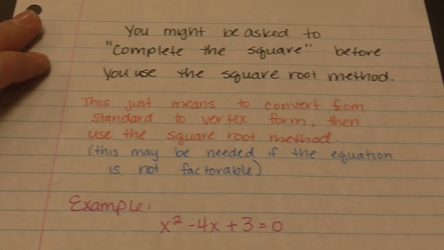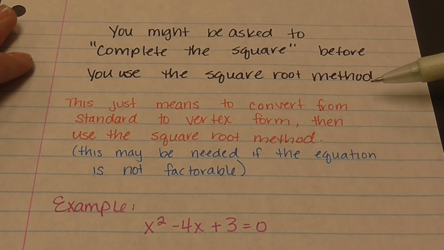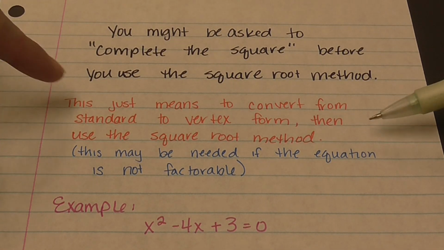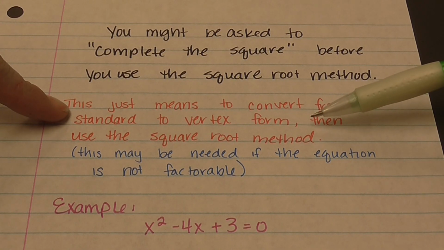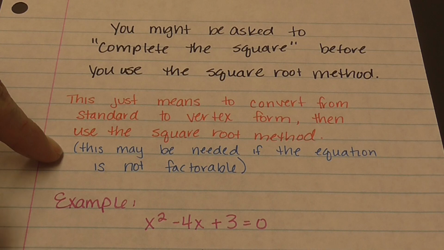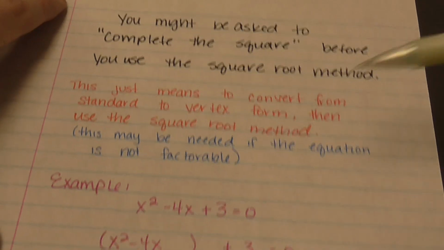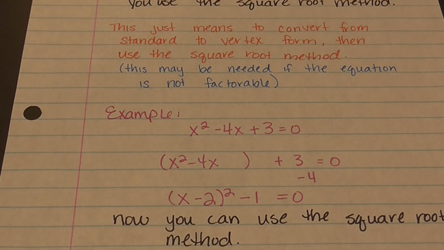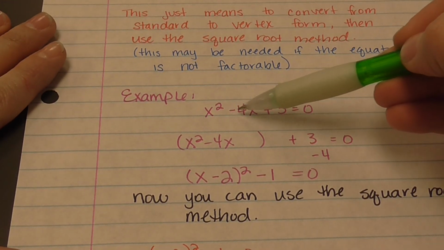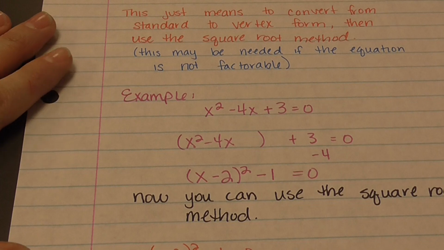All right. So you might be asked to complete the square before you use the square root method. Don't let this freak you out. You've done it. It's just a fancy way to say take it from standard form to vertex form, then use the square root method. This may be needed if it's an equation that's not factorable. As an example, and this one does happen to be factorable, but we're just going to use it as an example, I've got x squared minus 4x plus 3 equals 0.